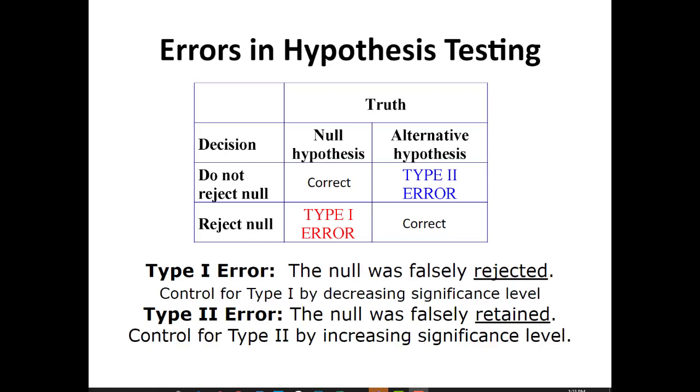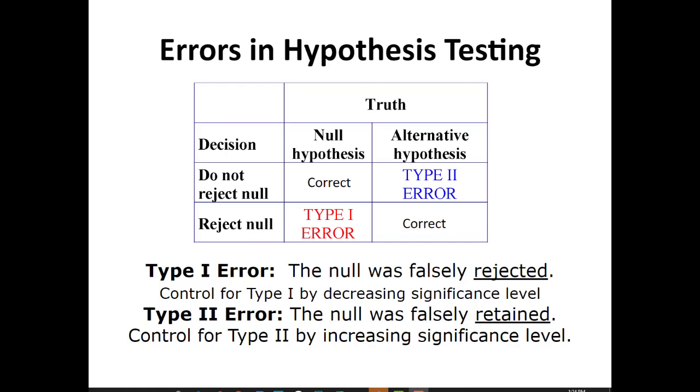In order to control for type 1 error, you decrease your significance level. And your significance level is the amount of risk that you want to take in committing a type 1 error. Okay, that's your alpha. You said it at the beginning. In order to control for type 2 error, you have to increase your significance level. So you can see how balancing these two out is really tricky. Because if you don't get it correct, then you're trying to balance how much you want to control for type 1 and control for type 2.